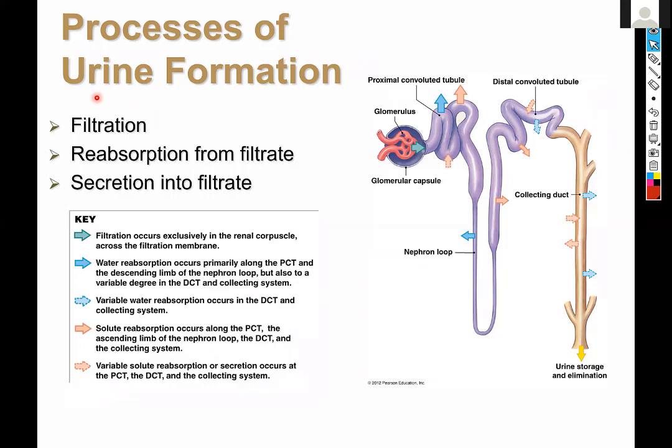Processes of urine formation. So we'll focus on filtration first, and that is the process that happens at the glomerulus, as indicated by the green arrow here. After that, we have tubular reabsorption and secretion. So secretion is putting waste products into the filtrate, and reabsorption is taking stuff that is necessary to keep out of the filtrate. So we'll talk about all of these, and what we're going to kind of do is move along the glomerulus while we talk about it.